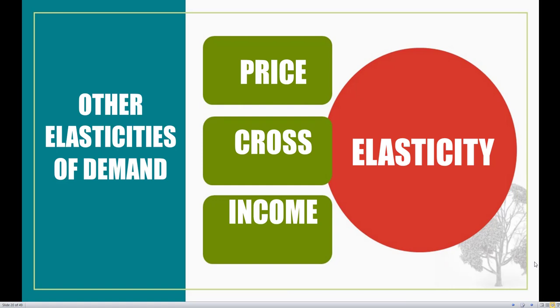Let's go ahead and take a look at the other two elasticities of demand: the cross elasticity of demand and the income elasticity of demand. These are very, very similar to the price elasticity of demand, except we now look at two different variables. Remember, with the price elasticity of demand, we're looking at the percentage change in quantity demanded over the percentage change in price for the same exact good.